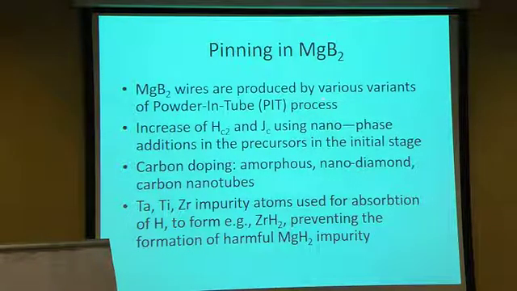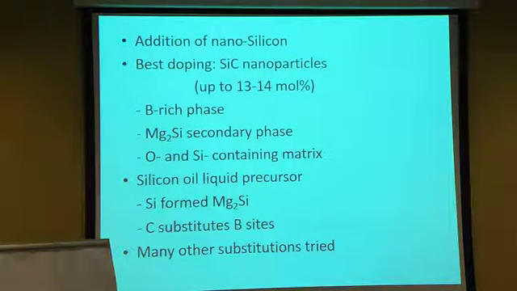MgB2 wires are produced by various variants, but all of them are powder-in-tube processed, so you just pack the powder in the tube and you process it like normal powder metallurgy. And again here you can use phase additions for the initial state. Carbon doping was very useful: amorphous carbon, nanodiamond, carbon nanotubes, different types of other atoms, and so on. Nanosilicon, silicon carbon nanoparticles up to 30-40 mole percent, boron-rich phase, magnesium-silicon secondary phase, oxygen and silicon containing matrix, silicon oil liquid precursor.